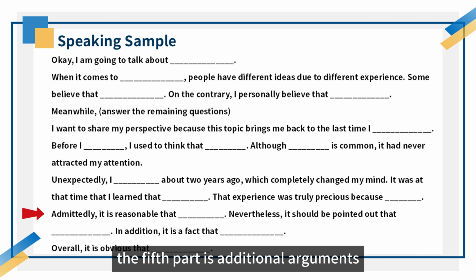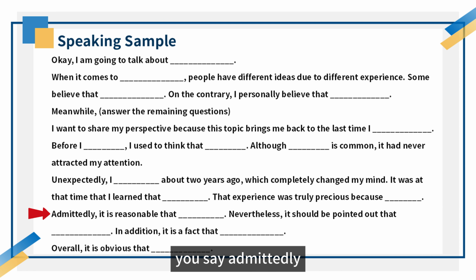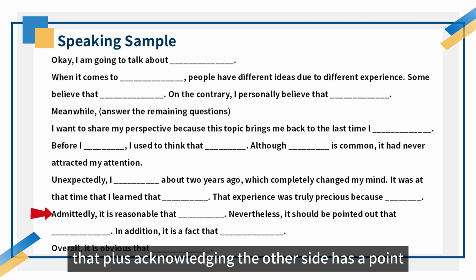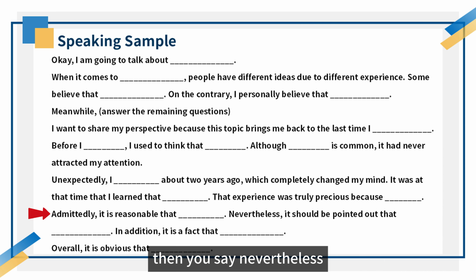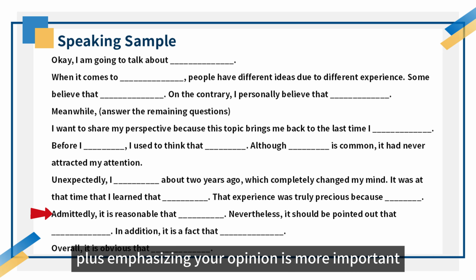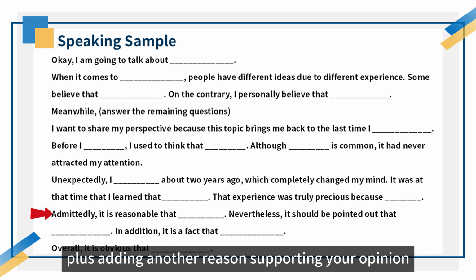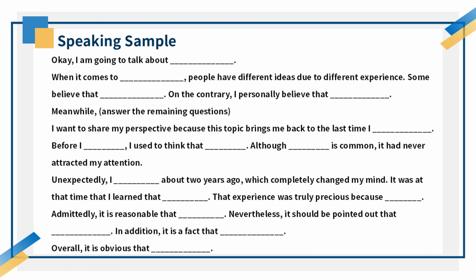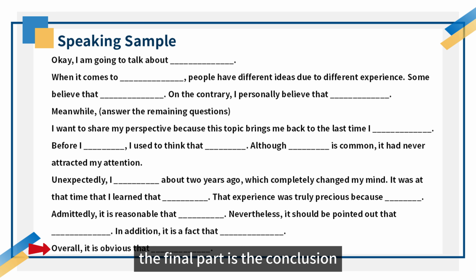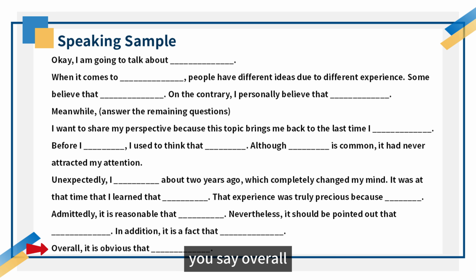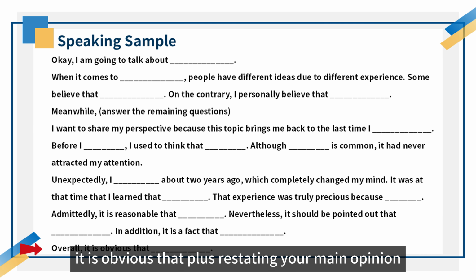The fifth part is additional arguments. You say, admittedly, it is reasonable that plus acknowledging the other side has a point. Then you say, nevertheless, it should be pointed out that plus emphasizing your opinion is more important. In addition, it is a fact that plus adding another reason supporting your opinion. The final part is the conclusion. You say, overall, it is obvious that plus restating your main opinion.